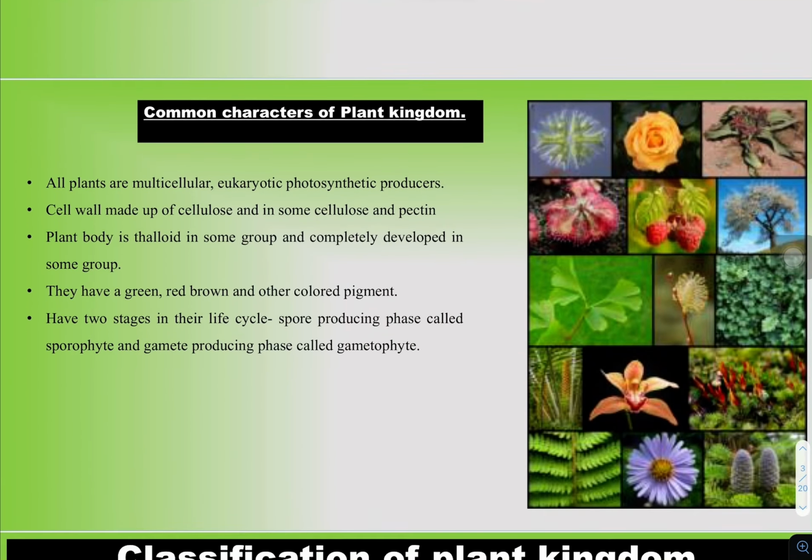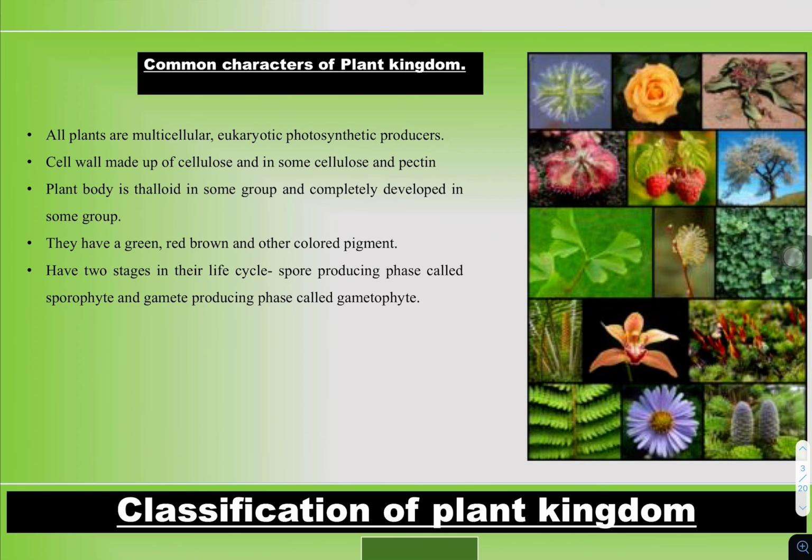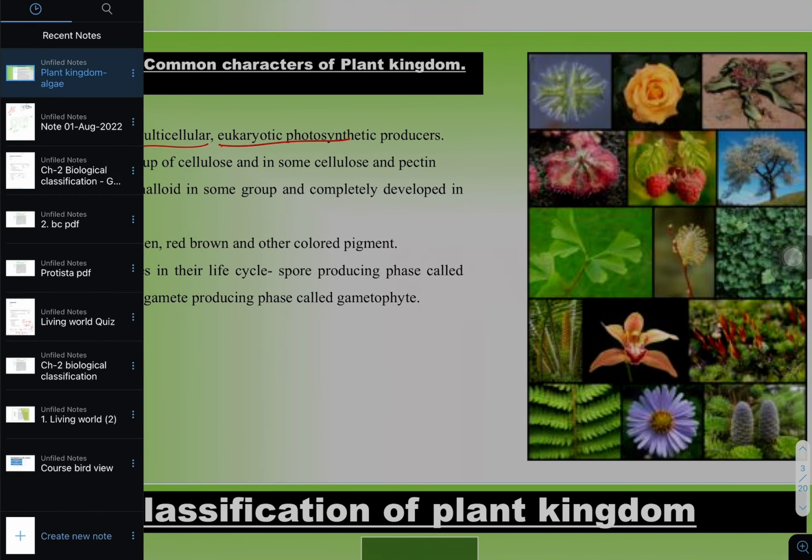Okay. Coming to some of the common characters of plant kingdom. See here, all the plants are multicellular, made up of more than one cell. All are eukaryotic photosynthetic cells. What is eukaryotes? I've already explained while discussing biological classification and also living world. There are 2 types of cells. One is prokaryotic cell, another one is eukaryotic cell.